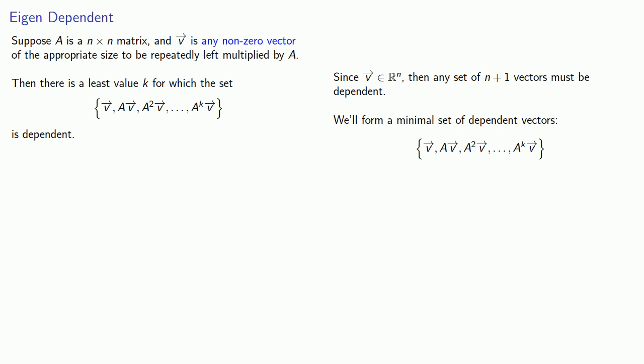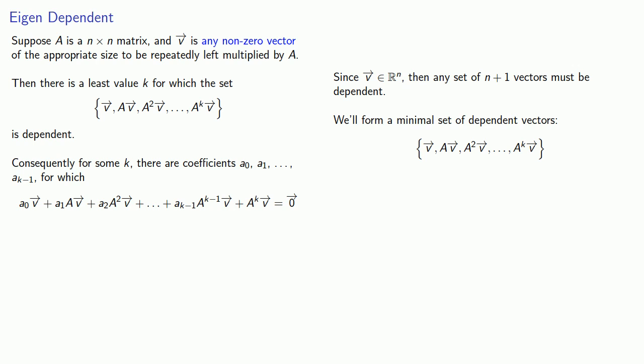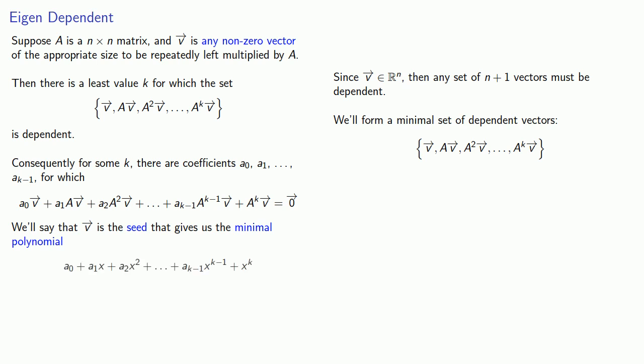Since the set without A^k v was independent, we know there are non-zero values a_0 through a_(k-1) for which this linear combination is equal to 0. And the important thing here is that since A^k v made the set dependent, we can guarantee that it's going to be included in the linear combination. And we'll say that v is the seed that gives us the minimal polynomial, which is the polynomial formed using the coefficients of this linear combination.